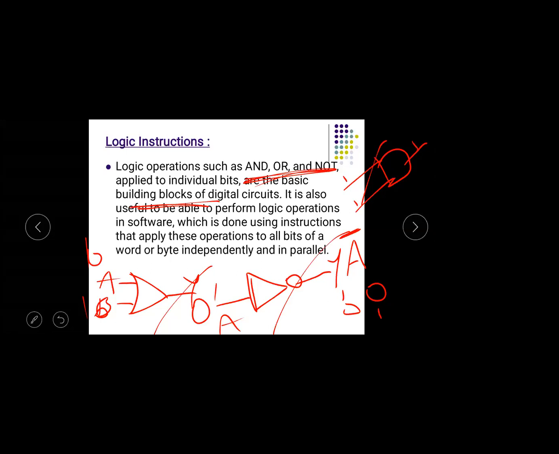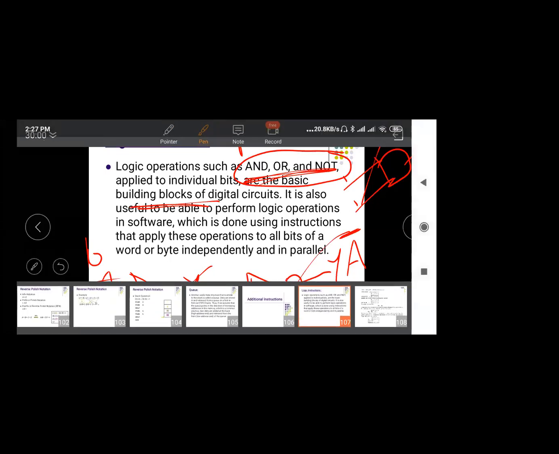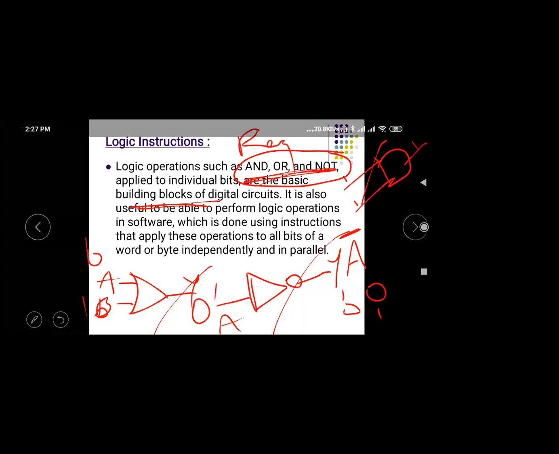Now you have to perform the AND operation, OR operation, and NOT operation between two registers, either R1 and R2. Perform the AND operation between R1 and R2, or perform the OR operation between R3 and R4, like that. Now we have to study how to perform the AND or NOT operations between registers, that is, logic operations between two registers or two memory word data.